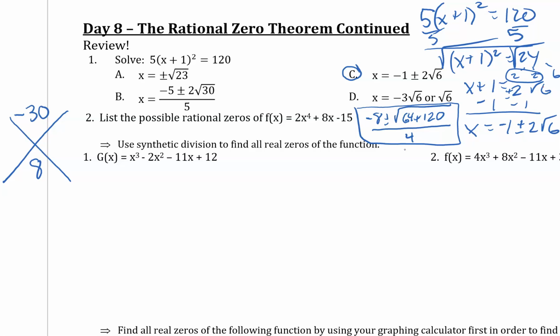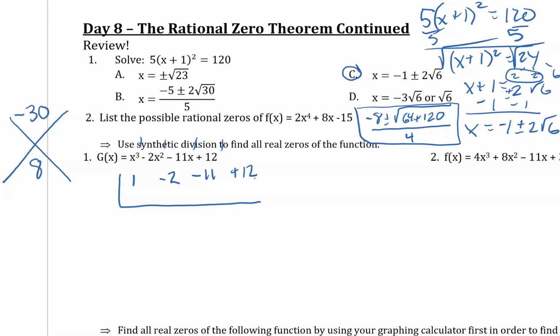Moving on to number 1, the new work. Synthetic division to find all zeros of the function. First, we want to make sure that all of our powers are accounted for: x to the third, second, first, x to the 0. So then we'll write this as 1, negative 2, negative 11, and positive 12.